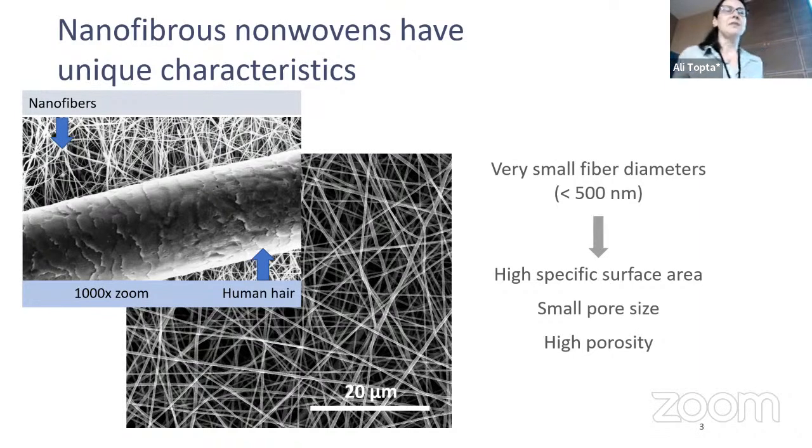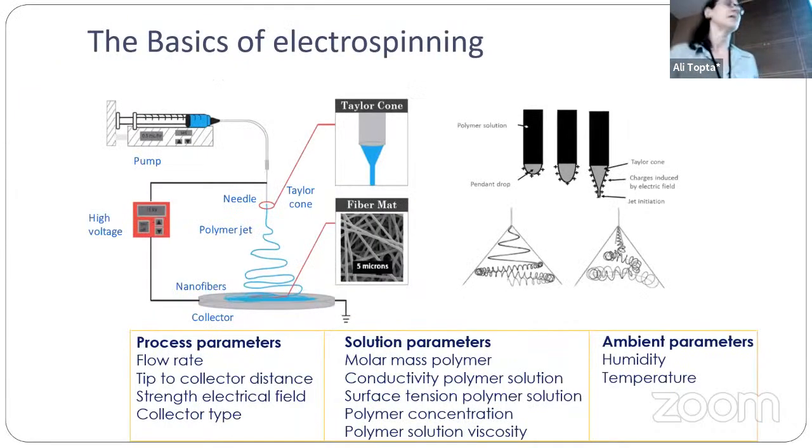diameters below 1,000 nanometers, but usually 500 nanometers in the literature. They have high specific surface area, small pore sizes, and high porosities. And in this image, you can see a simple human hair and some nanofibers to give you an idea about how thin these materials are. The most widely used technique to produce nanofibers is electrospinning.